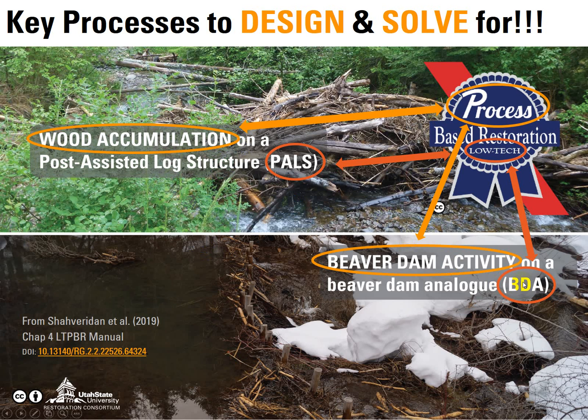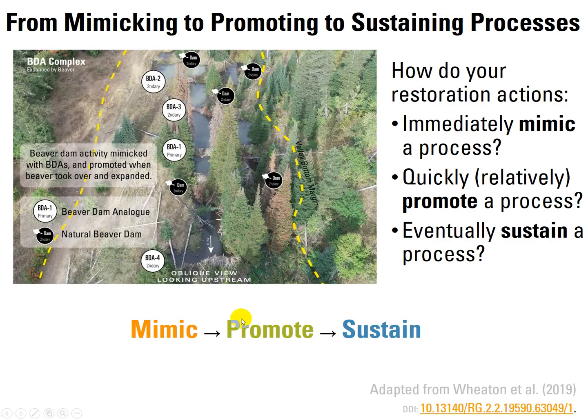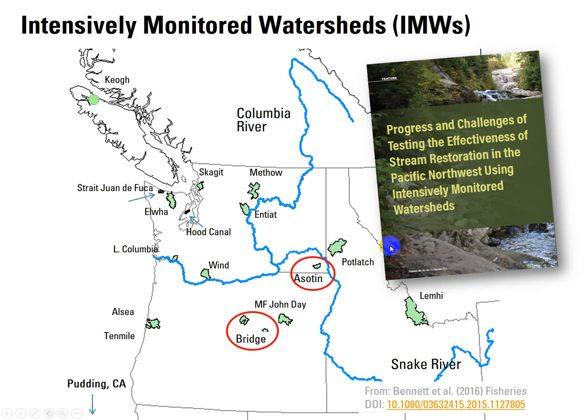In terms of just low-tech structures, there are things that look like BDAs and PALs that have been around for ages. But the way in which they were used, and particularly with this focus on mimicking, promoting, and sustaining process, that's slightly different. That's something that has come about in the past decade. And so this clarification of process-based restoration and where that science comes from is what you're going to learn about this morning. Most of this is going to come from two intensively monitored watersheds.